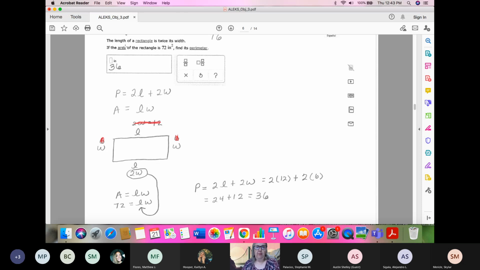So let's read the problem. The length of a rectangle is twice the width. So this length down here, in other words, this length is equal to twice the width, which is 2W. We can write twice the width as 2 times W. So I put that right underneath the length to indicate that that's another way I can look at the length, because length is equal to 2W.